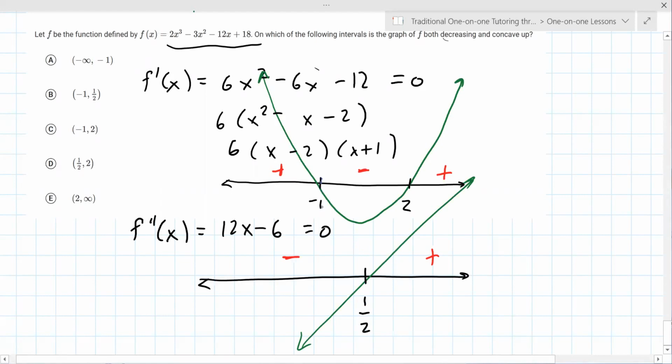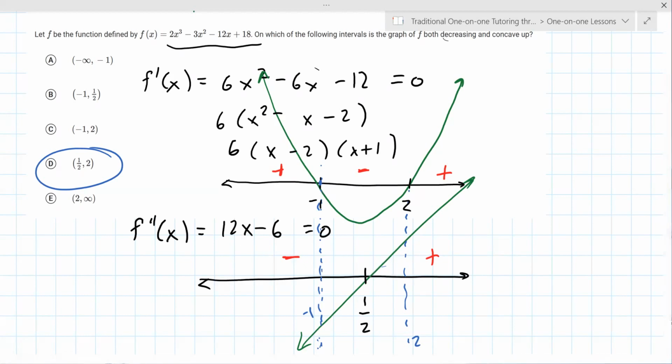See how if I draw a dotted line here, and there's -1, we're looking for where it's both decreasing and concave up. It's decreasing from here to here in this window. Where is it concave up? Well, it's concave up also over here. So the answer is from 1/2 to 2. That's where they overlap. The decreasing is from -1 to 2. That's why I like drawing them down. You have to look at both at the same time. Exactly.